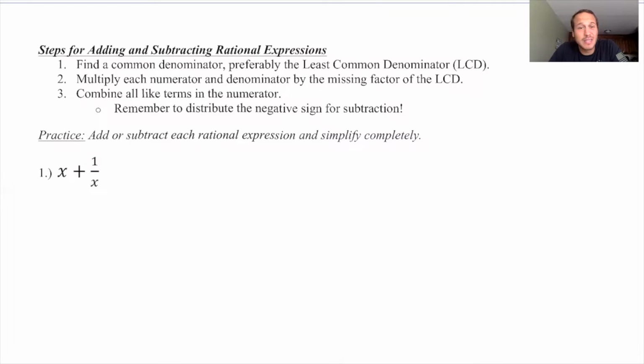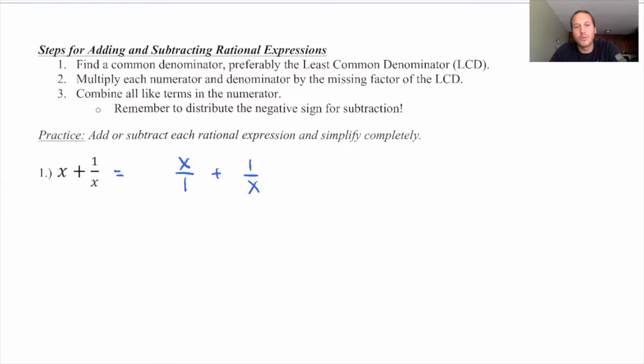So subtraction is the same steps as addition with that one extra step of distributing the negative. And then from there, we're kind of done. Remember, you don't physically touch the denominators when you're finally adding. You only add the numerators. So let's see here. First thing I'm going to do, I don't like how this looks. I'm going to put this as x over 1 plus 1 over x.